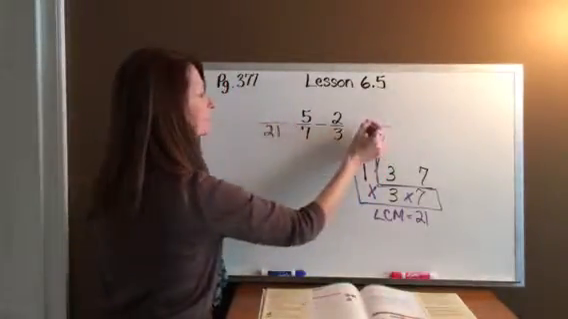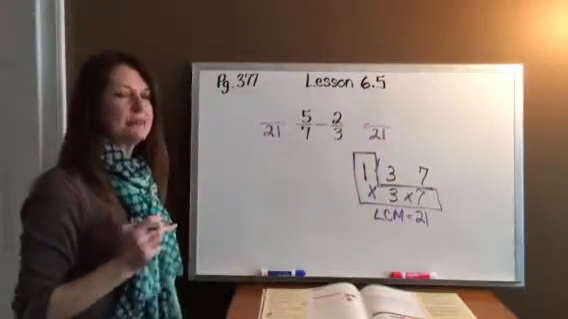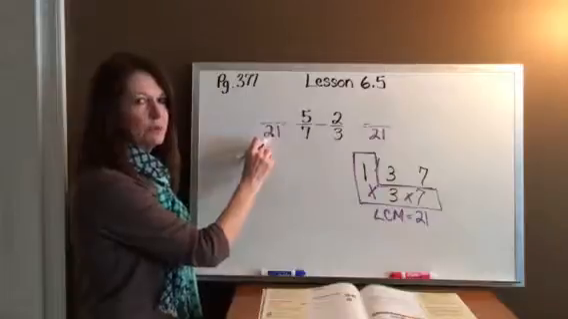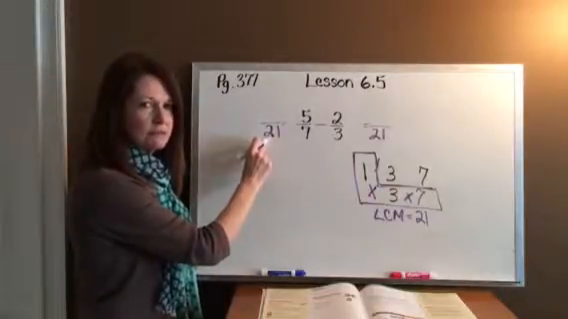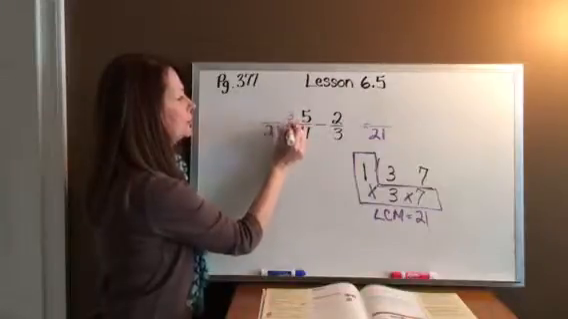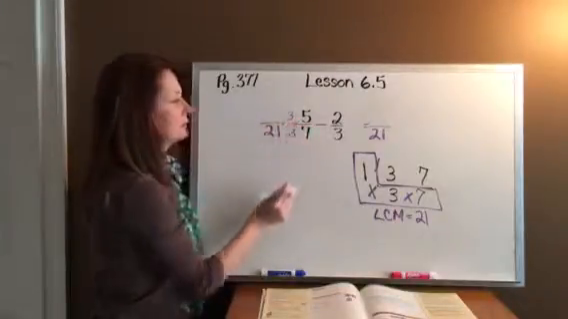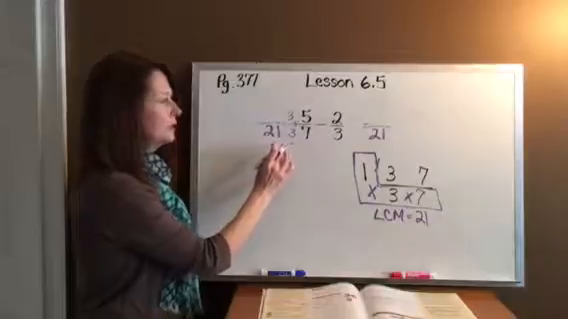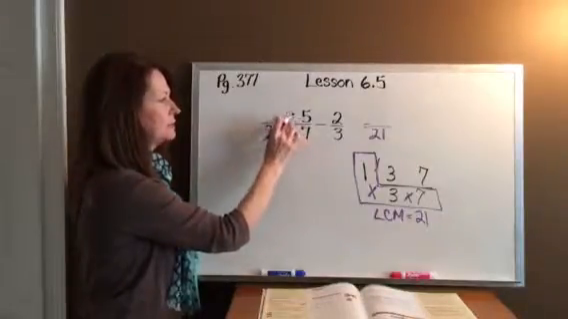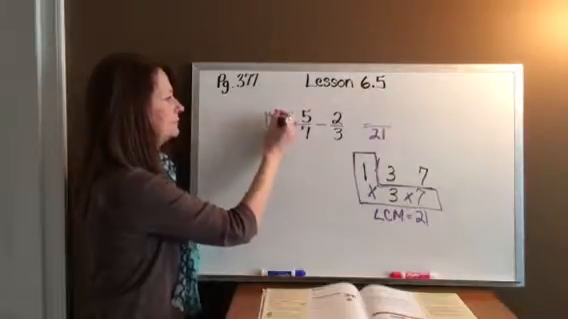I just say to myself, 7 times what number would give me that 21? 7 times what? 7 times 3. So I go ahead and put a 3 over 3 right here. 7 times 3 is 21. 5 times 3 is 15.